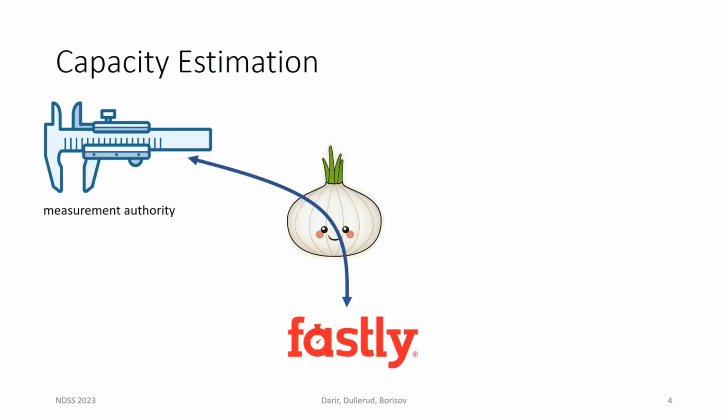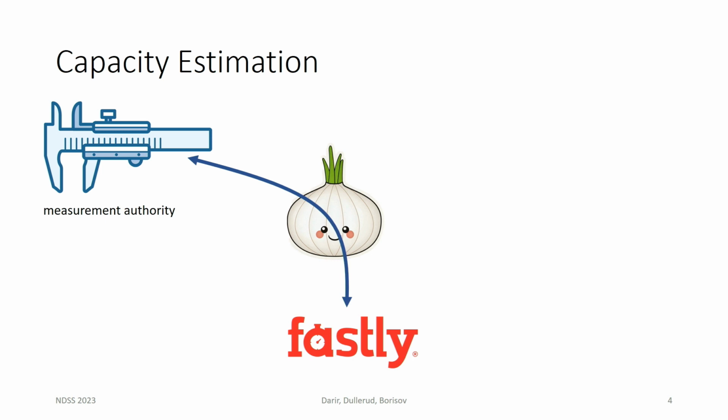Now, to do that, we need to first be able to understand what the capacity is. And the way that this is done is by way of measurements. And the measurement for capacity is done by having something that's called a bandwidth authority send probe downloads through a content distribution network and measuring just how fast this download is. And this is used to try to figure out the bandwidth capacity of the node.